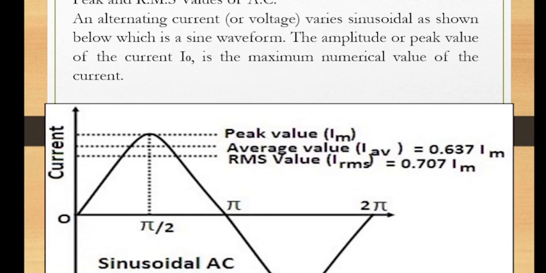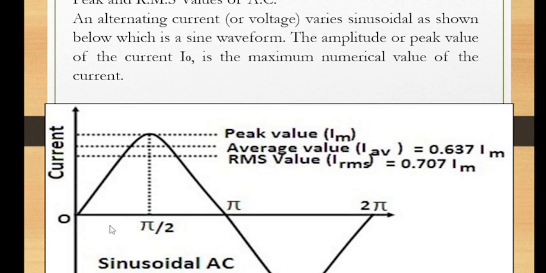Peak and RMS values of AC. RMS is called root mean square. So we want to check the peak value and the RMS value of an AC circuit. Look at it now. This diagram shows us the upper point, which is called the peak value. Half of it is called the average value. Then we have the root mean square value, which is called the RMS value of the current. You can see the sinusoidal movement. From here to here is pi over 2, the half is pi, and the full one is 2 pi.